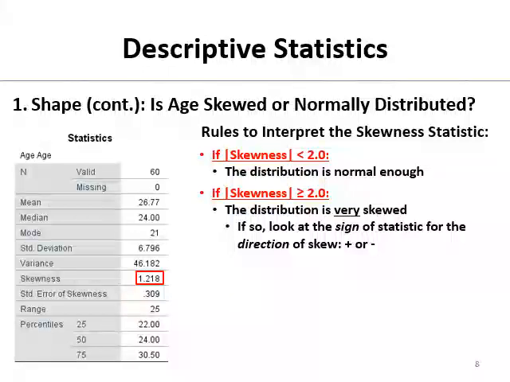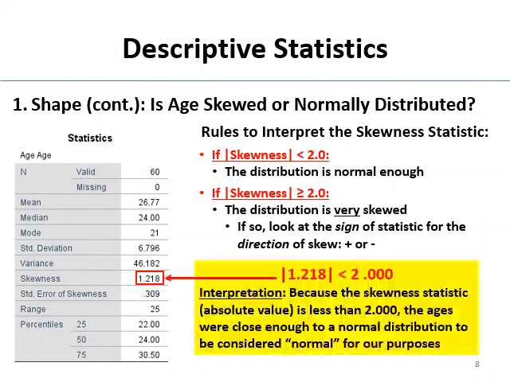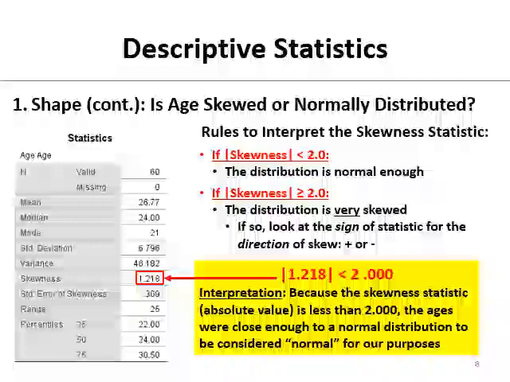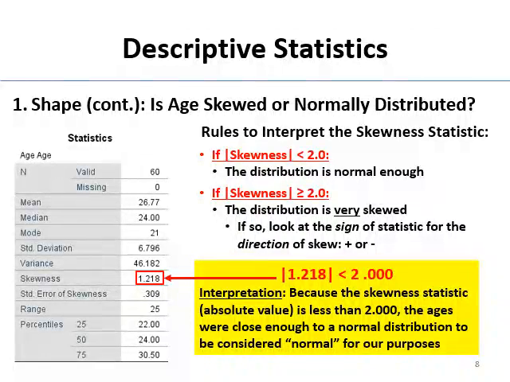No, it's not. So what would our conclusion be? Well, our conclusion would be normal enough. That's what we'd say. Because the skew statistic, absolute value, is less than 2, the ages are basically normal. That's what I want you to say on your homeworks and tests, etc. It's good enough for us to just pretend it's not skewed.